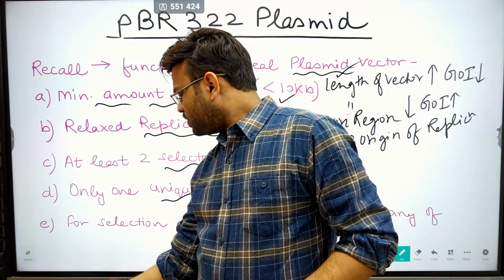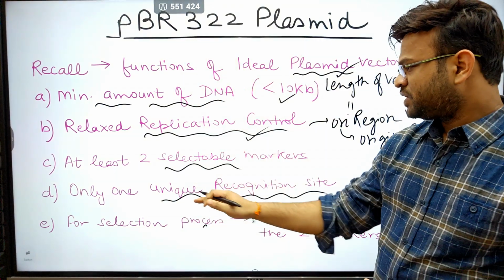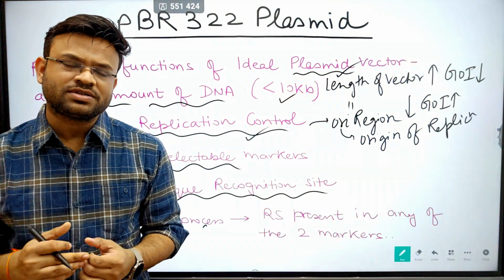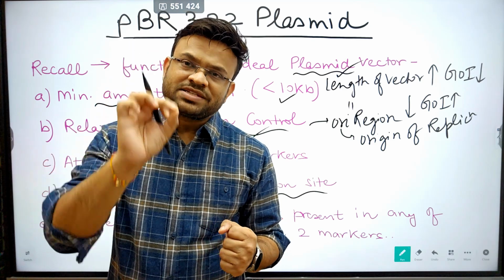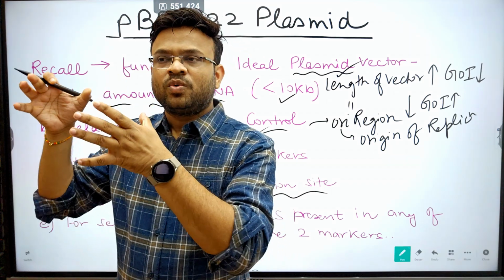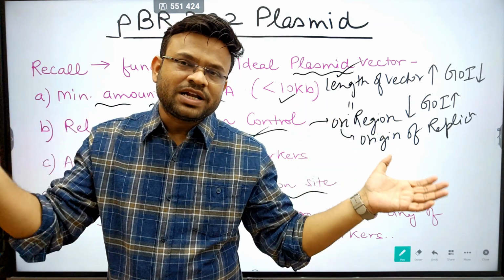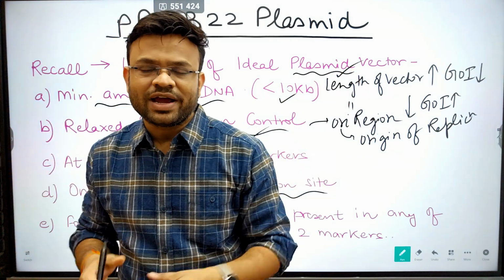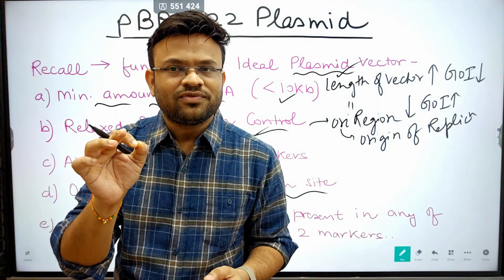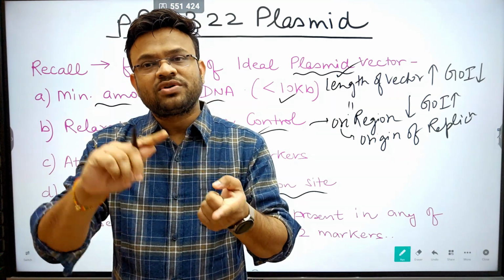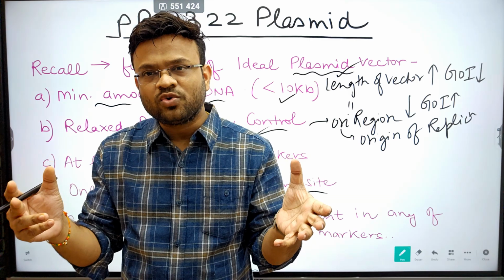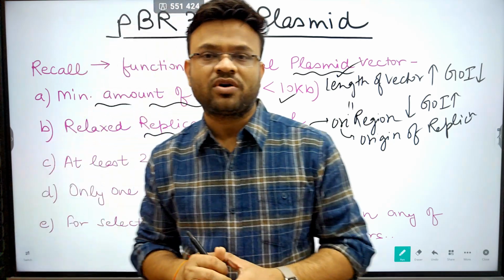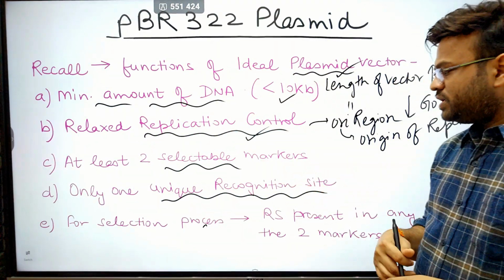So, what I want you to understand over here is that only one unique recognition site should be present. By unique recognition site, I simply mean that there can be multiple restriction sites, meaning multiple restriction enzymes can cleave at different places, but an important feature is that one restriction enzyme should have one site only. That means if I'm talking about EcoRI, it should cut at one spot only. It should not be cutting at multiple spots. That is what I'm talking about when I say the unique recognition site.